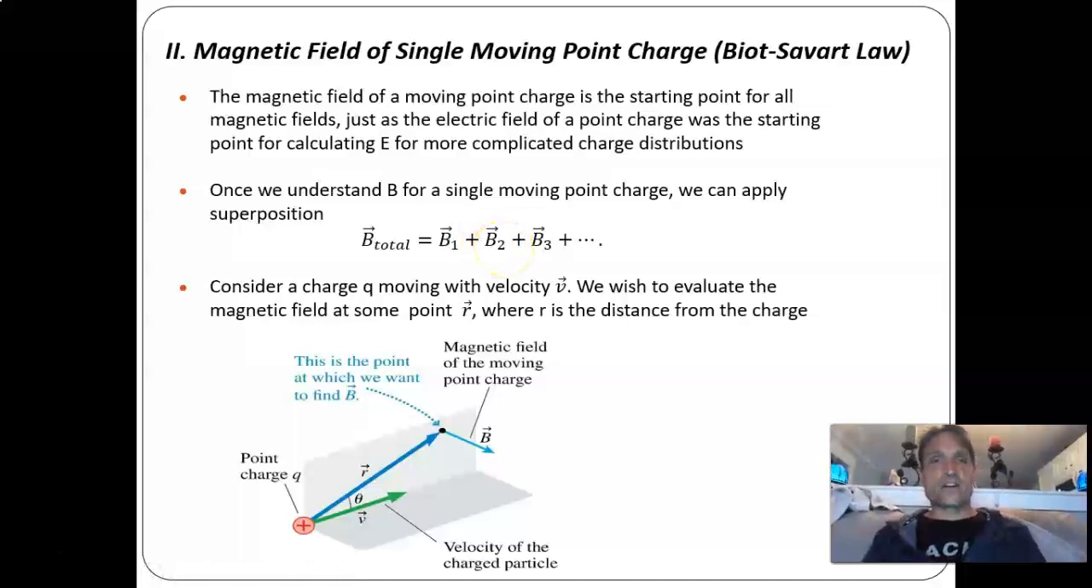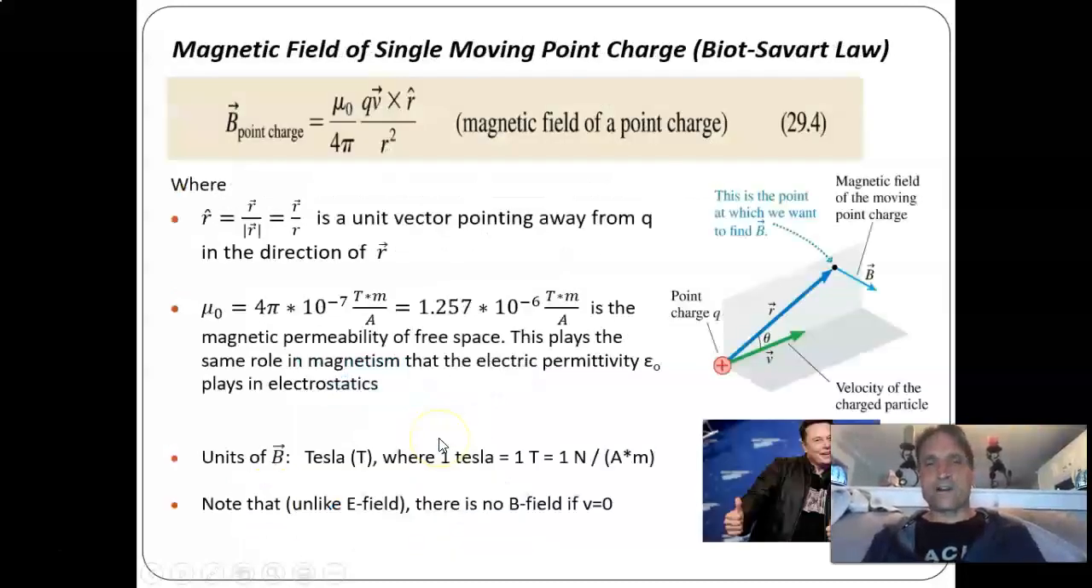So let's start with a single charge. Here's the picture. You have a point charge Q moving with some velocity V, and we want to evaluate the magnetic field, both the magnitude and the direction, because it's a vector, at some point. R is the distance from the charge to where we're trying to evaluate it, and the direction originates at the charge and ends at the evaluation point. So this vector R starts at the charge and continues to the evaluation point, and we want to calculate the magnetic field at that point.